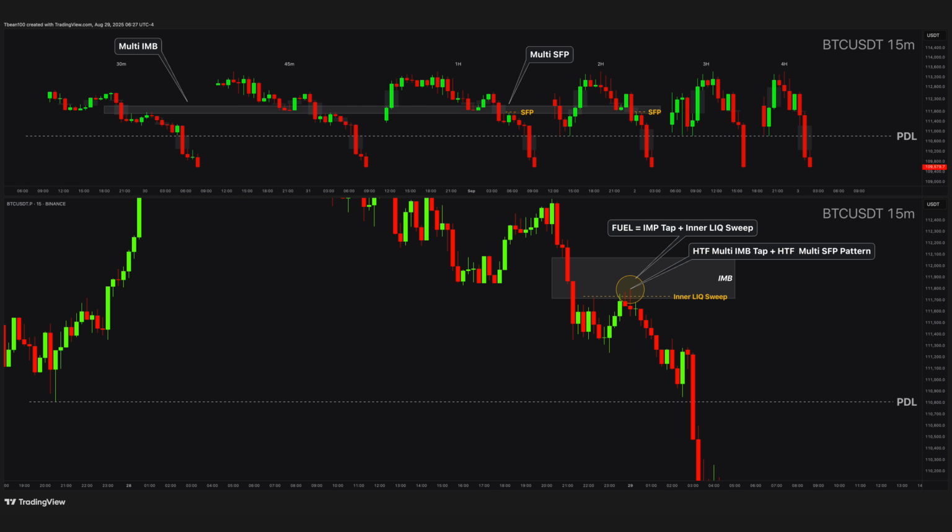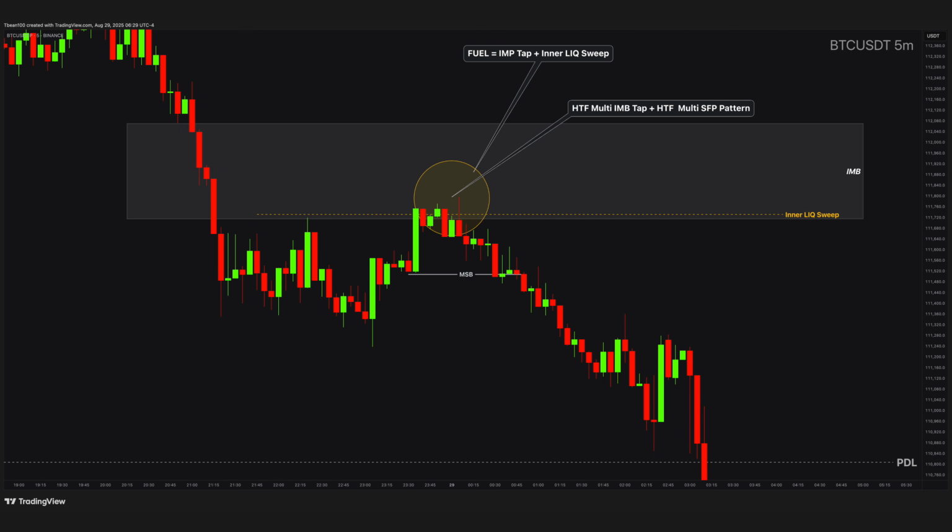Now let's break it down further and talk about the actual trade entries. One of the most common entry methods you can use if you don't want to wait for a pullback is to simply set a limit order or jump in with a market structure break. By doing this, you reduce the chance of missing the trade completely, which is something many traders worry about.